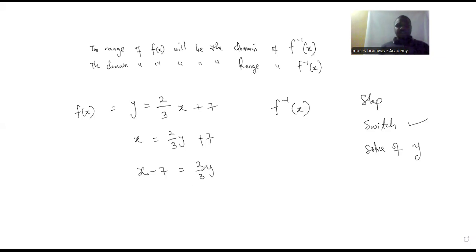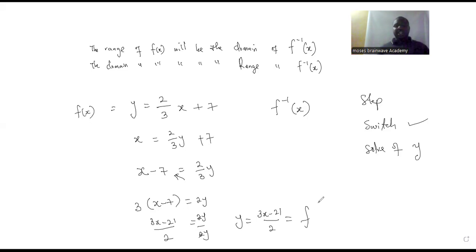So what am I going to get next? I'm going to get x minus 7, right? This is going to be multiplying 3 because I'm going to cross multiply. Then automatically my 2 is going to be here, 2y. So if I divide both sides by 2, I'm going to be getting 3x multiplying this, minus 21 over 2. And this is canceling out. So my y is now equal to 3x minus 21 upon 2.